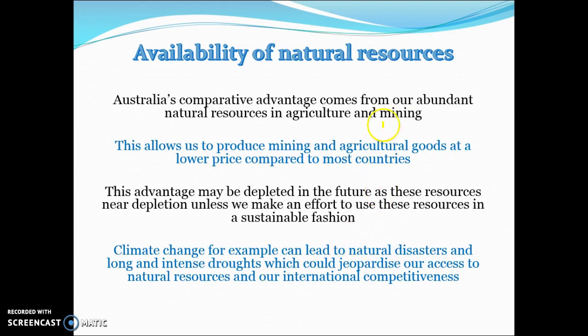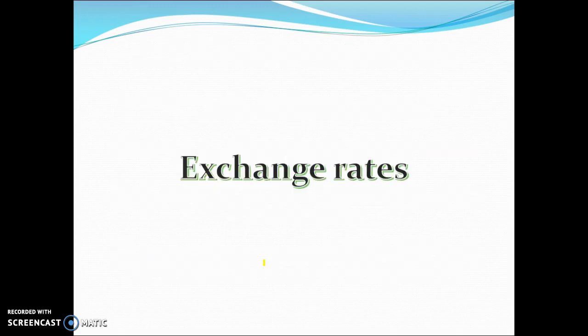So Australia's comparative advantage lies largely in mining and agriculture. This allows us to produce those goods and services at a lower price. This could be depleted in the future. So one reason why Australia will be affected more by climate change than other countries is because we are so heavily reliant on natural resources. A lot of our competitiveness comes from our cheap natural resources, and therefore if climate change depletes our resources through natural disasters and intense droughts and poorer soil, that's going to reduce our international competitiveness.